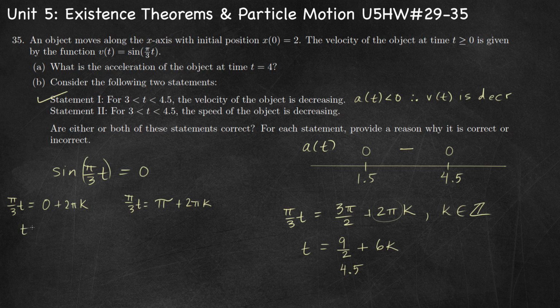And to solve for t, I'm going to multiply again through by 3 over pi. So 0 times 3 over pi is still 0, plus, and then the 2 pi gets multiplied by 3 over pi, and I get 6k. And then for my other solution over here, I get t equals pi times 3 over pi, which is just 3, plus 6k. So I have critical values at 0 and 3.